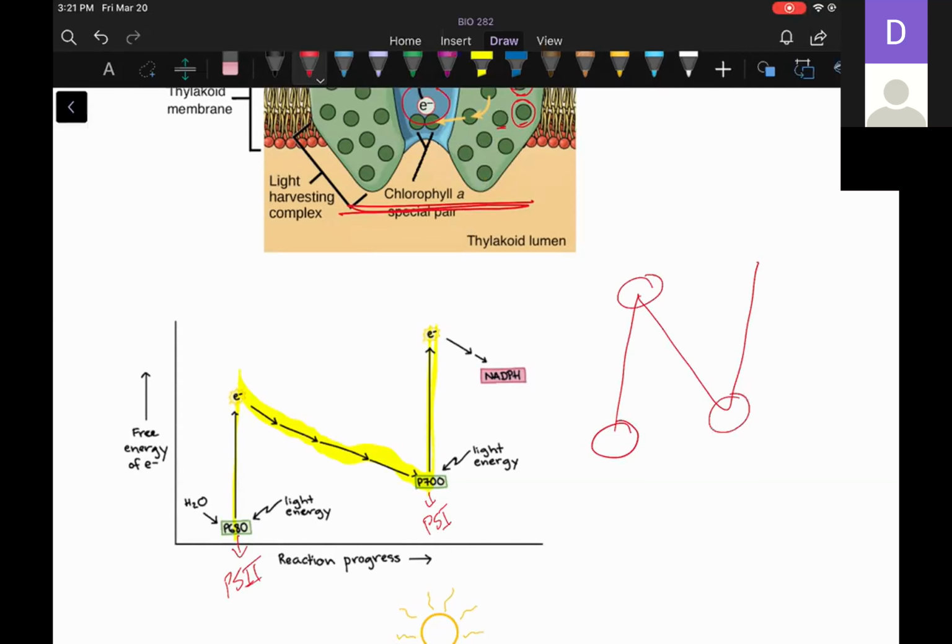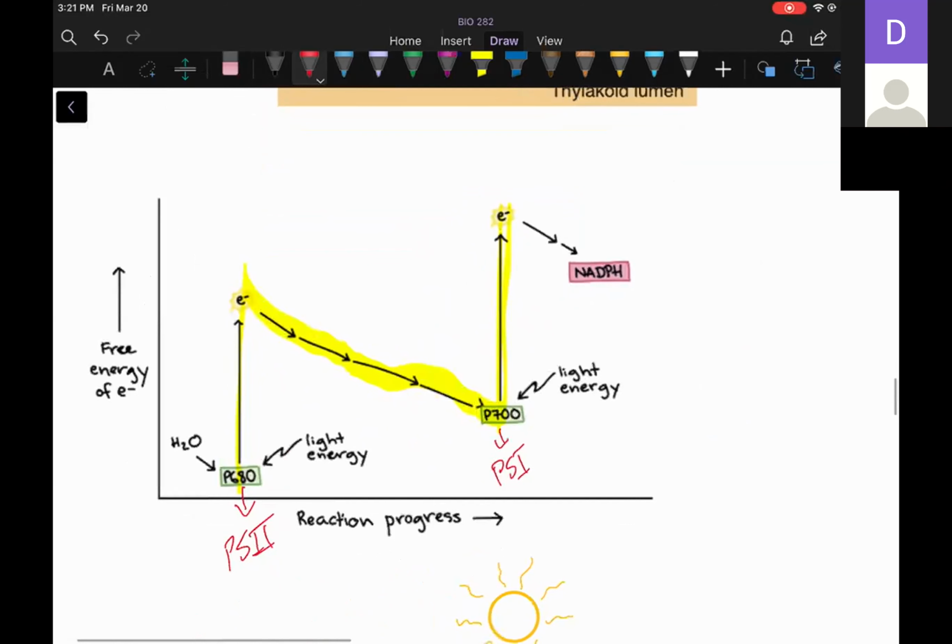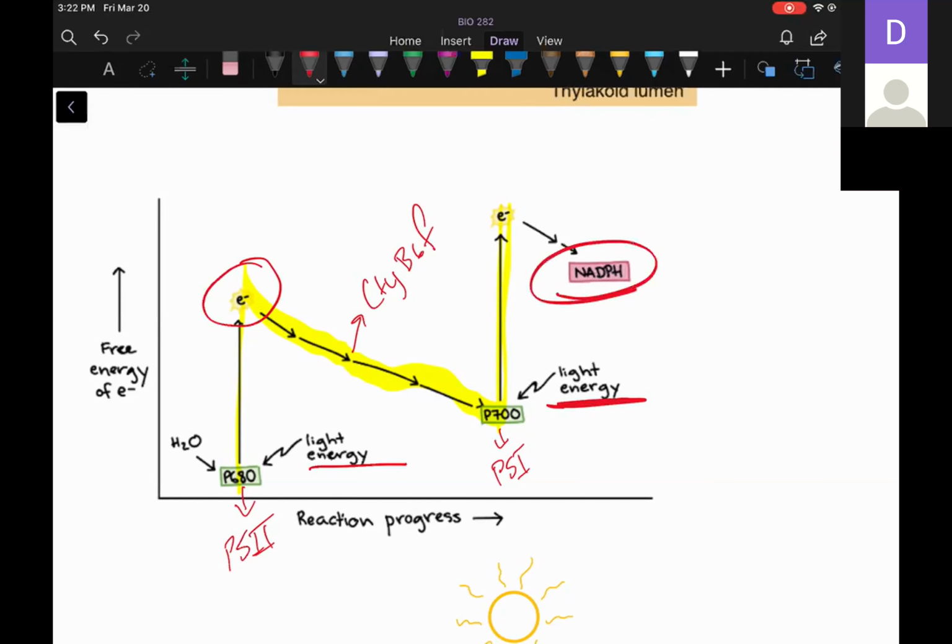So what happens is we have our light energy. It's going to hit our photosystem 2. That's going to excite our electron, and it's going to flow down a series of electron-carrying molecules like the cytochrome b6f complex and plastocyanin. But I don't think you guys need to know that in too much detail. Once it goes down there, it ultimately goes to photosystem 1, where we have light energy again. It's going to excite that electron in photosystem 1, and ultimately the electrons are going to go to NADPH.